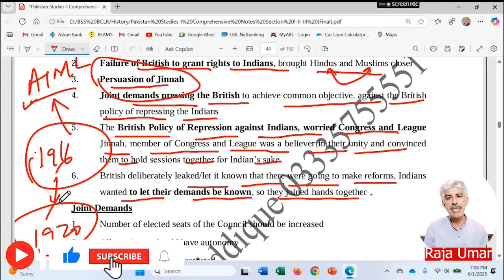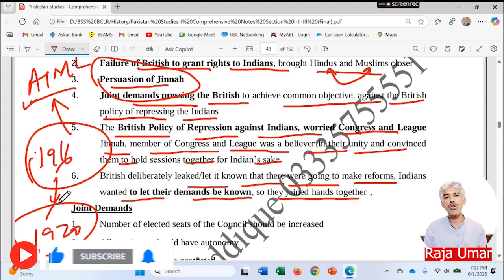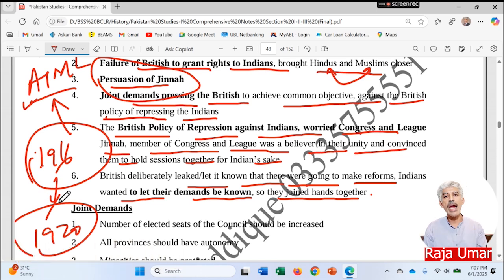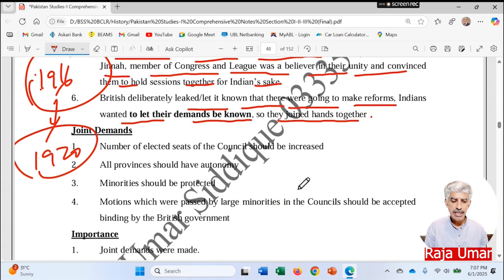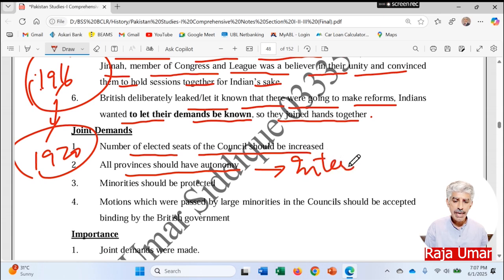their common demands collectively, so that what should be coming next would be in the minds of the British and in the minds of the Hindus and the Muslims collectively. So, joint demands. What were the joint demands presented by the Muslims and the Hindus in the Lucknow Pact? The number of elected seats of the councils should be further increased. All provinces should have autonomy, internal independence.